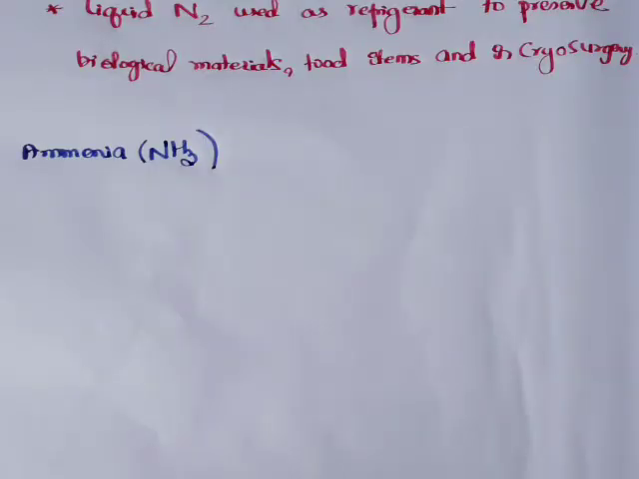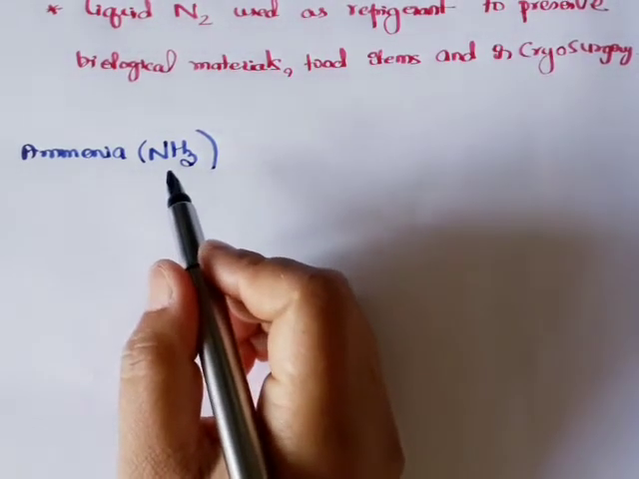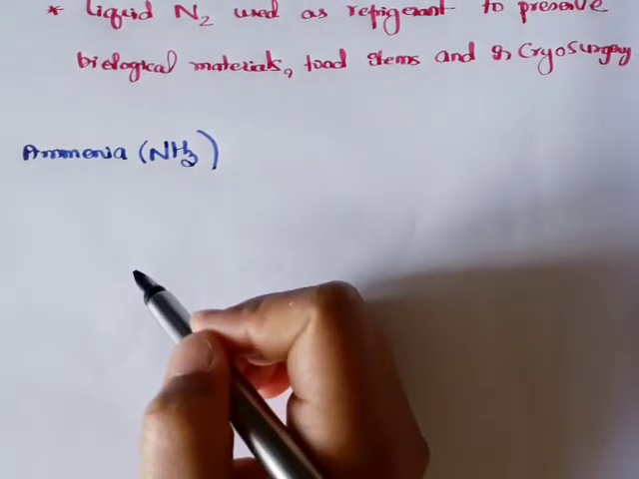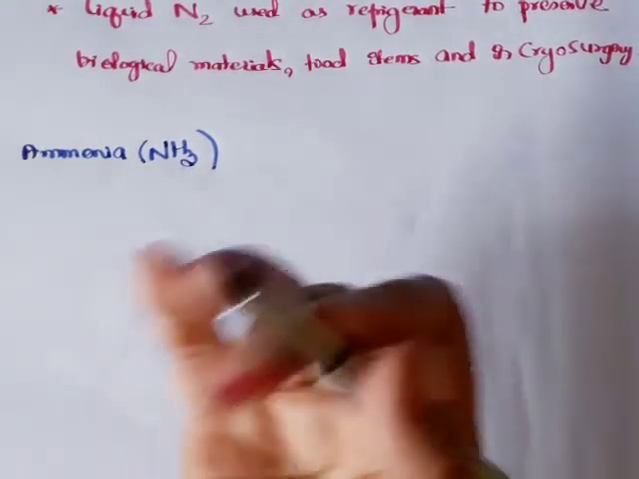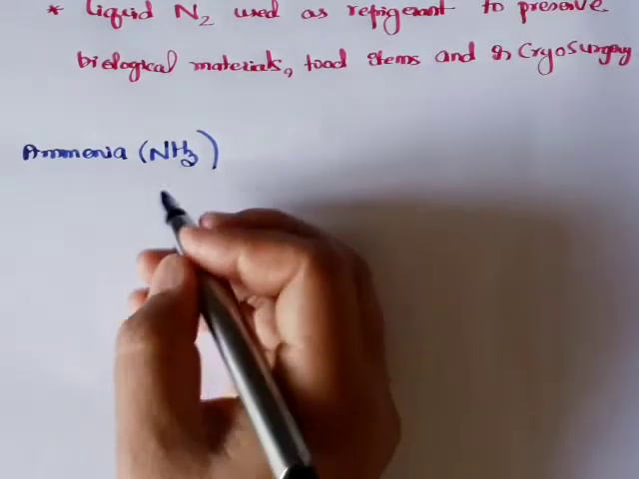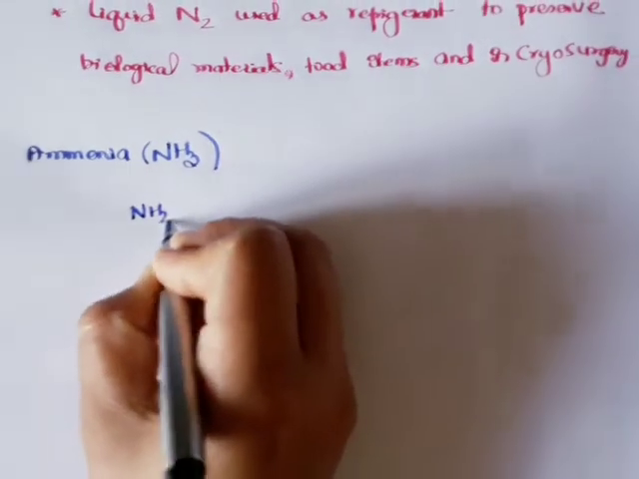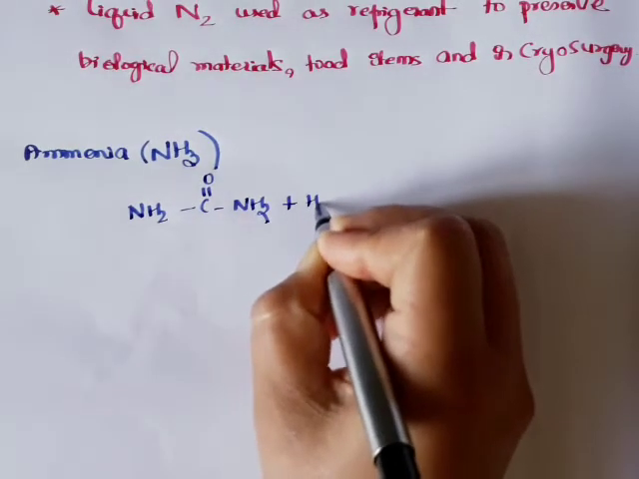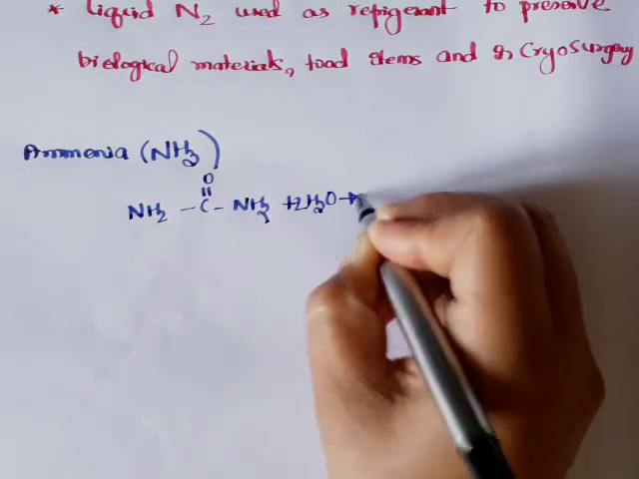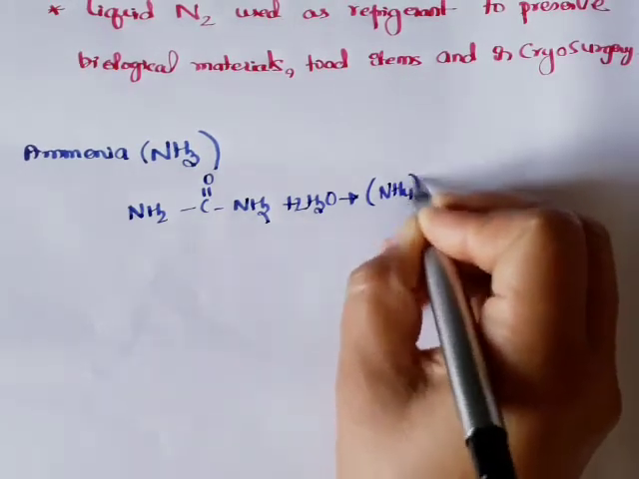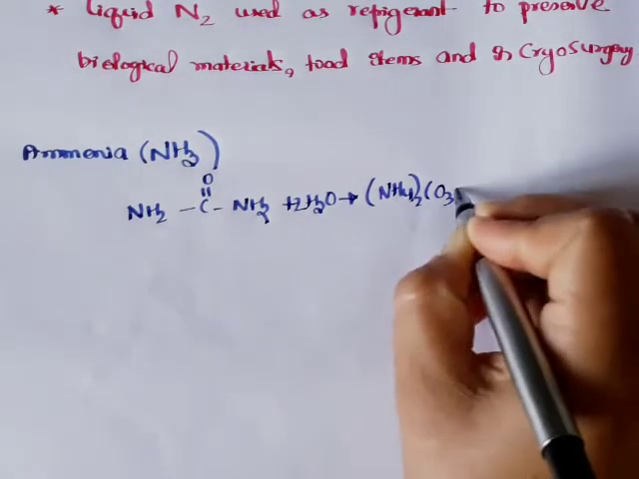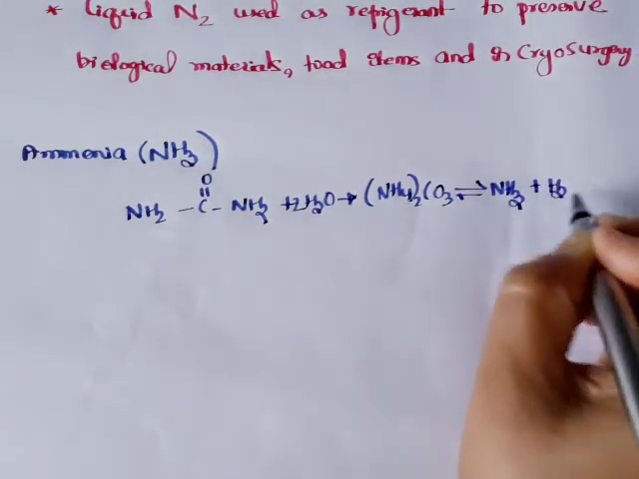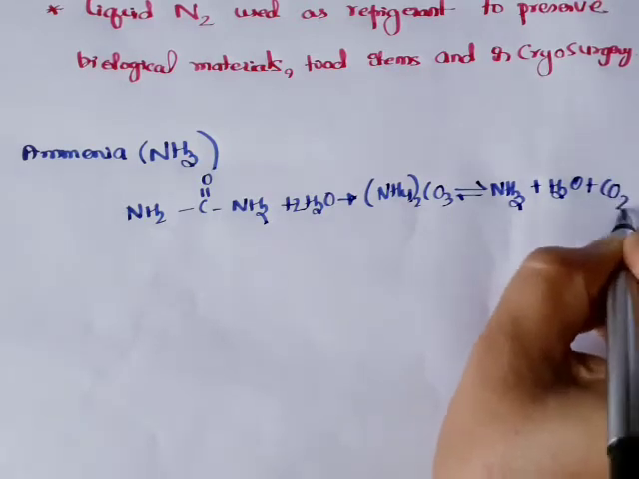Now next, ammonia. It is present in small quantities in air and in soil, where it is formed by the decay of nitrogenous organic matter like urea. What is the formula of urea? NH2 C double bonded O NH2. This will decompose: first it will form ammonium carbonate, and this will decompose to give ammonia, water and carbon dioxide.